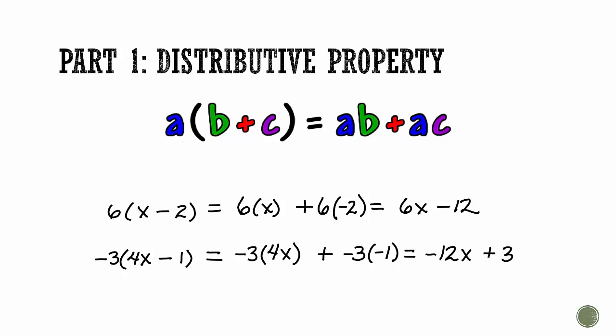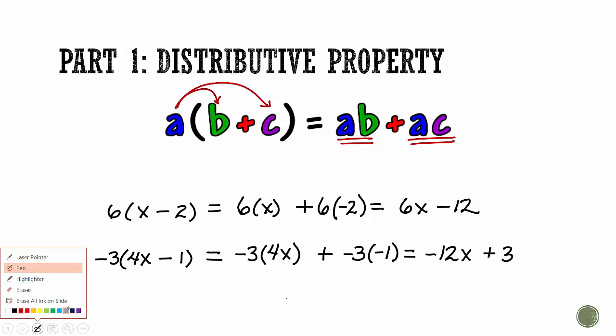If you remember when we talked about this in chapter 2, you have something on the outside of parentheses means that it needs to get multiplied by everything inside the parentheses. So we draw these nice little arrows to remind ourselves that A and B need to be multiplied together and A and C need to be multiplied together. So I gave you problems like this one down here where I said 6 times x minus 2.